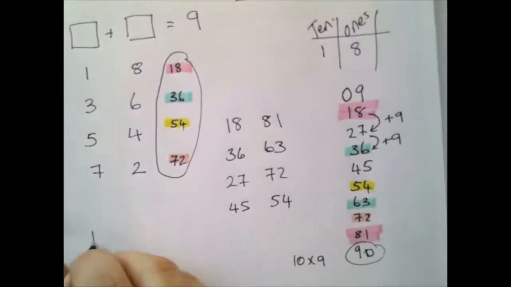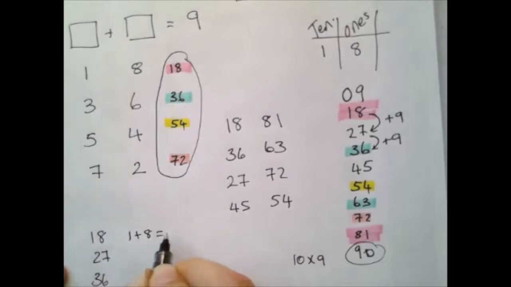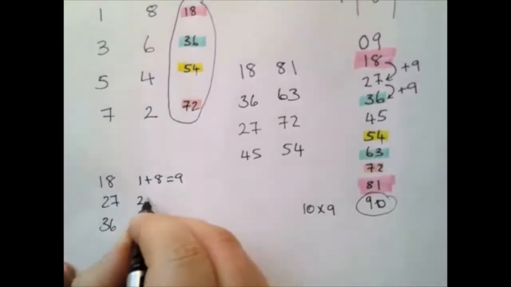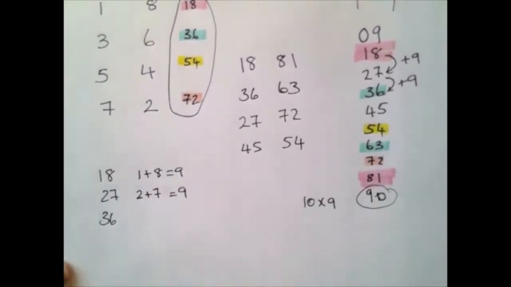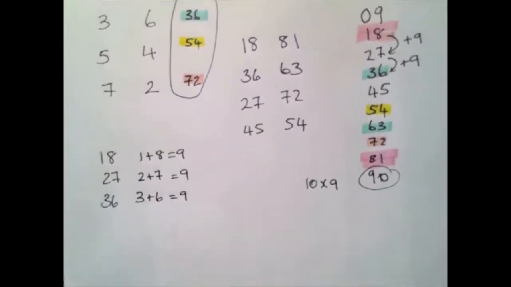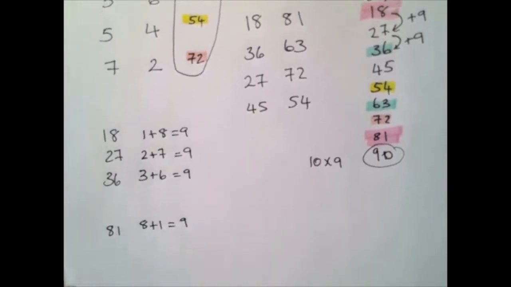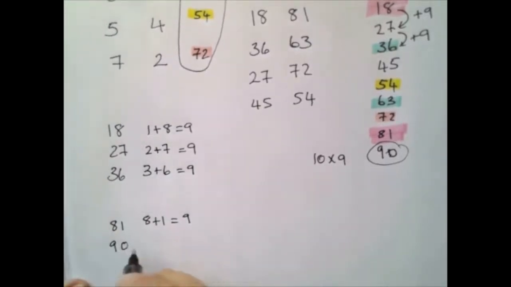Let me show you. 18, 27, 36. 1 and 8 equals 9. 2 and 7 equals 9. 3 and 6 equals 9. And it goes all the way up. 8 and 1, 8 plus 1 is 9. It even works with 9 plus 0.